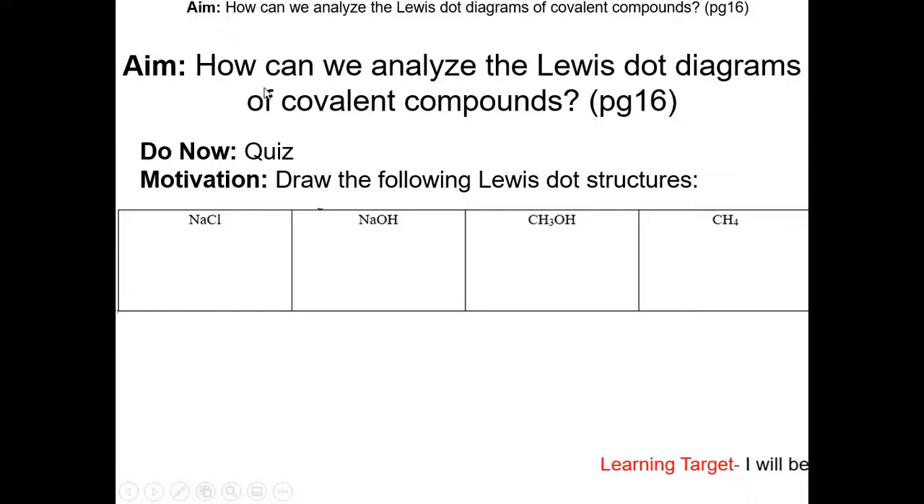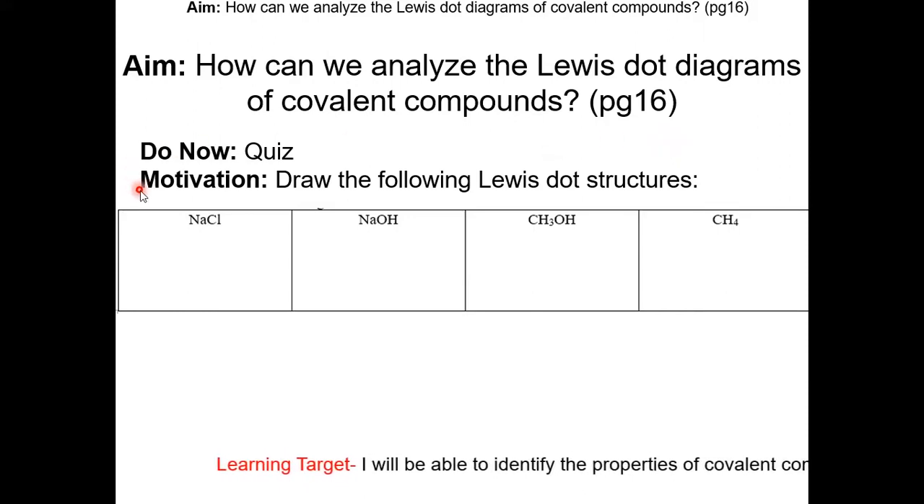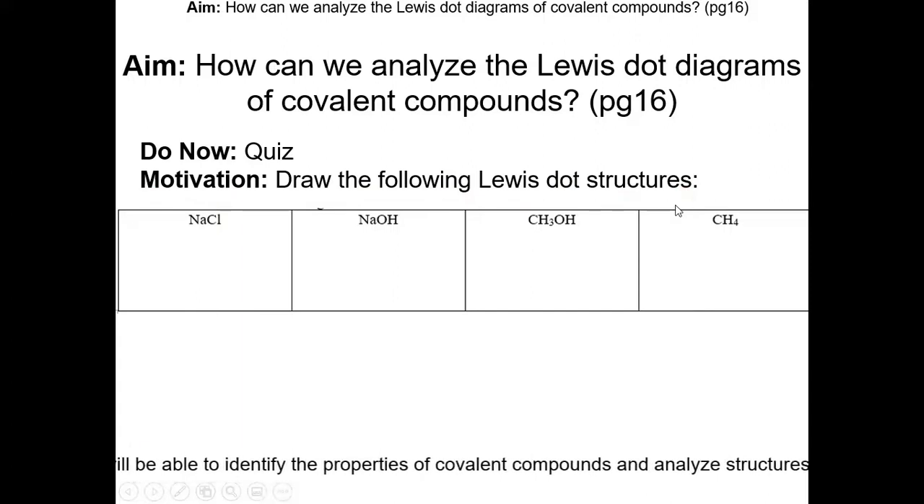This is my fifth video lesson for the covalent bond unit. In this lesson, we'll be analyzing the Lewis dot diagrams of covalent compounds. So let's go to page 16 in the class packet. For motivation, I want you to draw the following Lewis dot structures. So take a moment to do that.